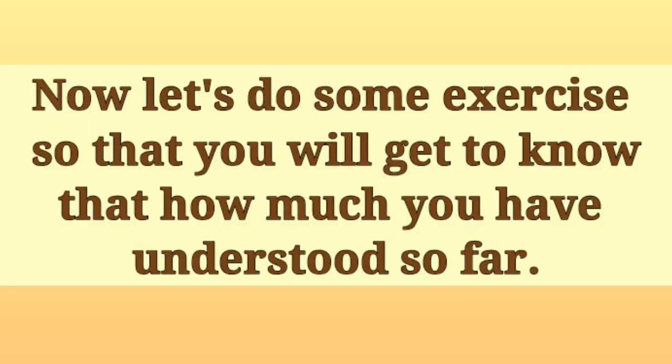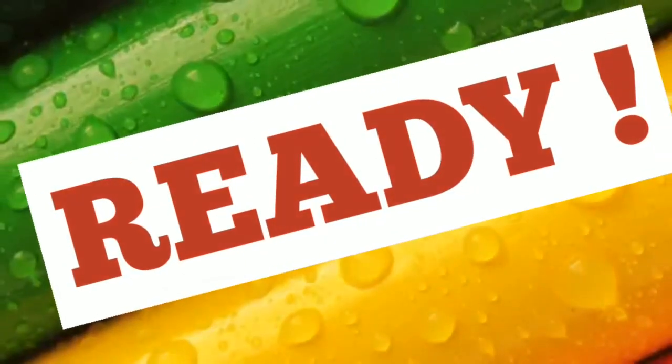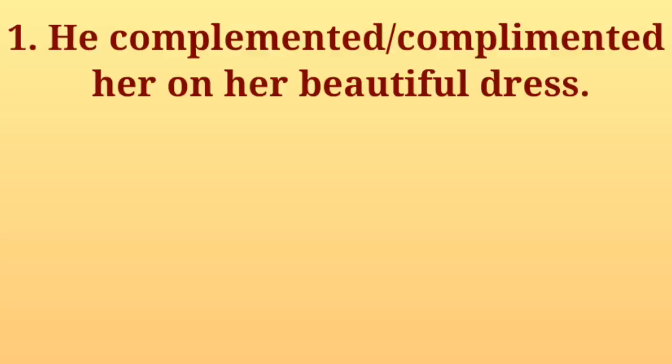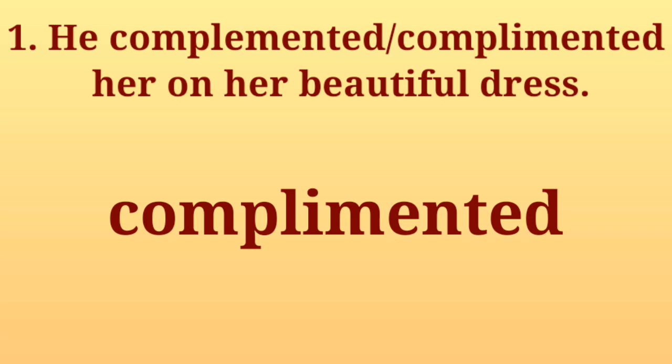Now let's do some exercise so that you will get to know how much you have understood so far. And it was told to you in the beginning of this lecture. So, ready for the test? Let's jump in. First sentence is, he complimented her on her beautiful dress. Now you have to tell which complimented word should be here, with an I or with an E. And the correct word is complimented, as it means that he praised her on her beautiful dress.